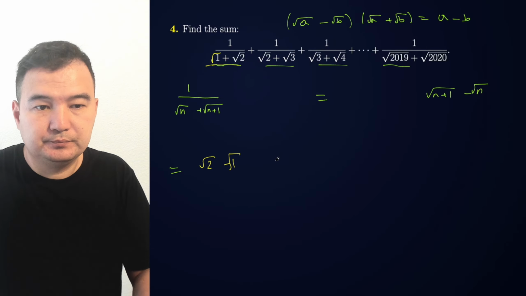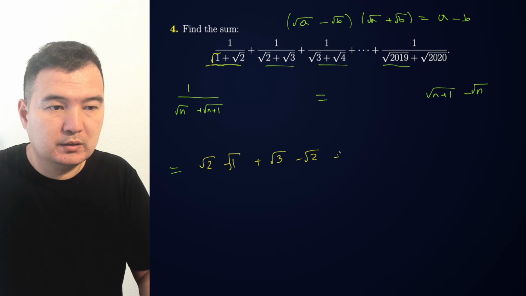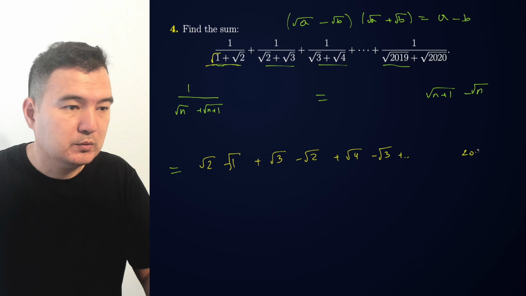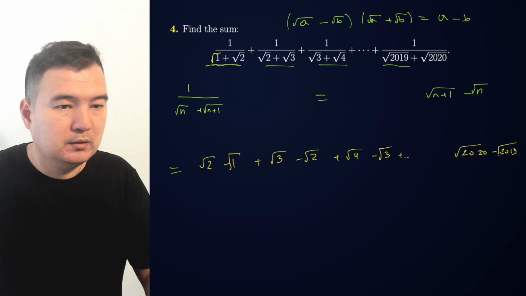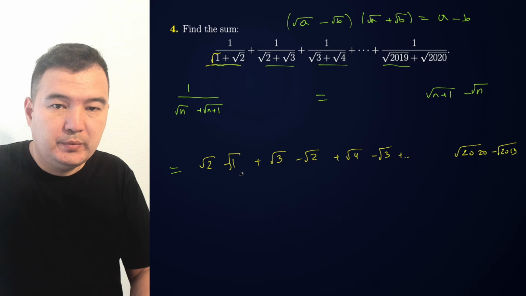Instead of this, I'm going to write square root 3 minus square root 2. Instead of this one, I'm going to write square root 4 minus square root 3. And so on. And the last one, square root 2020 minus square root of 2019. So as you can see, we have repeating terms.